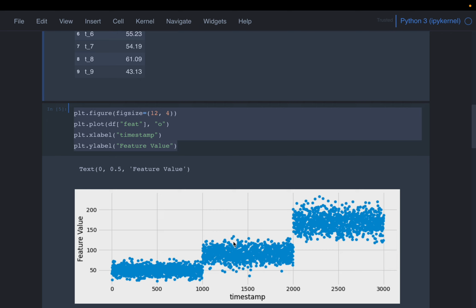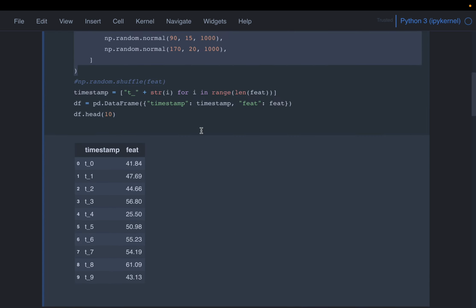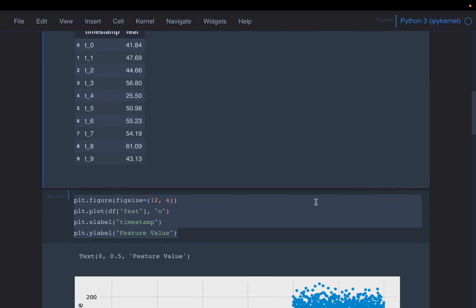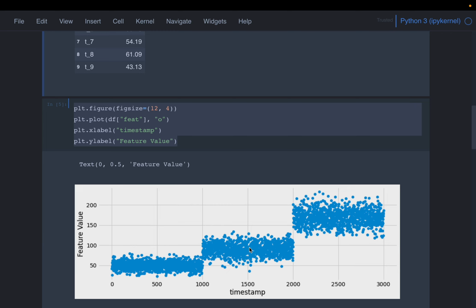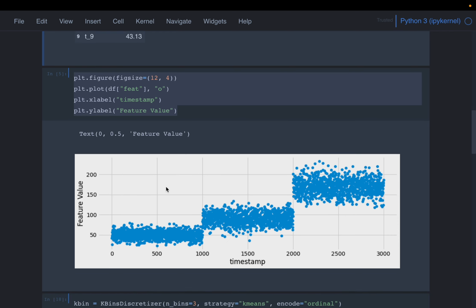And because the standard deviation is slightly higher, you can see the spread of the data is also high. And the third distribution, the mean is 170 and the standard deviation is 20, which is even higher than the second one. So that's why you see this wider spread here. Okay, so we have this data. Again, for demonstration purposes, we have this almost clearly separable data, but in the real world, we might not have that.